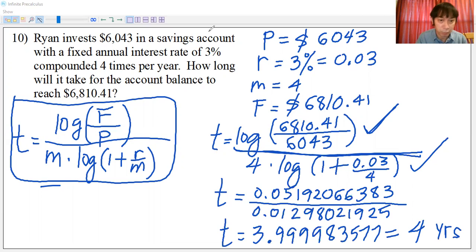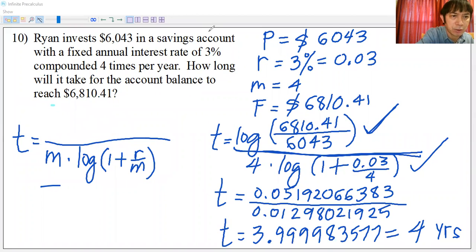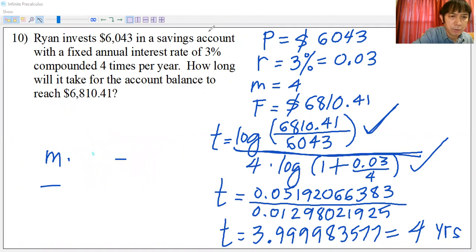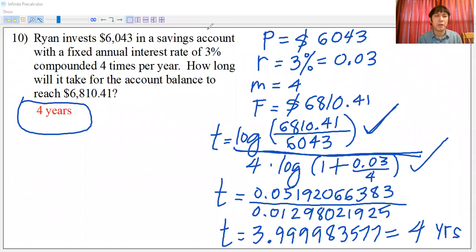Okay, let's check the answer. Let me remove the formula here, because the answer will be placed here. Okay, let's see the answer. Okay, there's the answer. That's 4 years. Okay, all right, so that's it. That goes to our number 10. Let's continue with the next number.